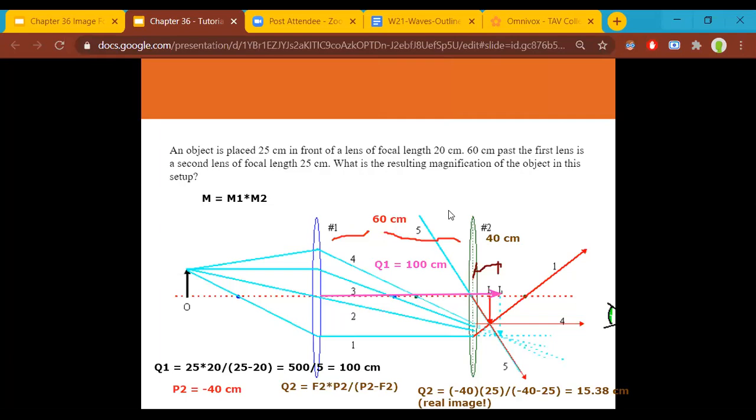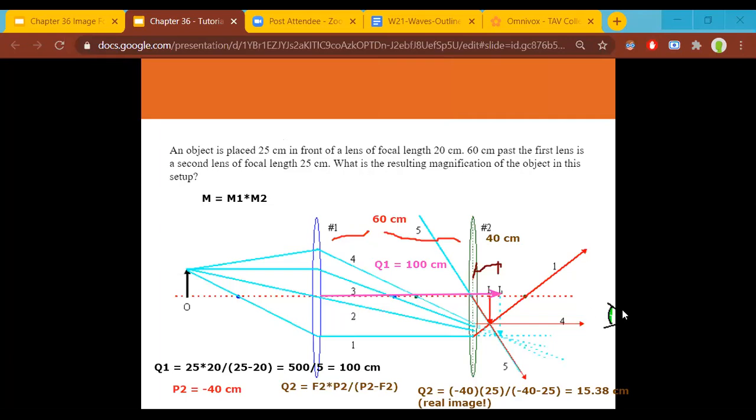It's actually going to be upside down despite being a real image. The reason it's upside down is because when it passes through the first lens, it gets flipped. The light beams get flipped upside down. You can figure this out though, because we're looking for the magnification. You need to calculate the magnification separately and then multiply them together.